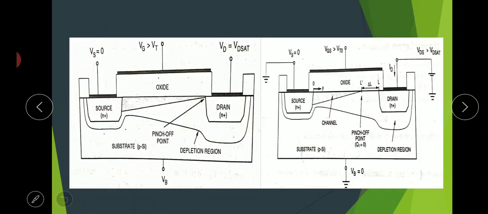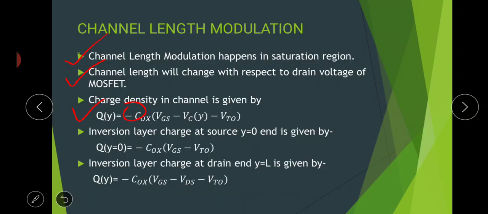Next, let's see the diagram. In the gradual channel approximation, we discuss the coordinate system of the structure, where the x-axis is perpendicular to the surface and the y-axis is parallel to the surface. Y equal to 0 means the origin point is near the source end, and the source terminal is set to 0 volts. Because of that, at y equal to 0, the channel voltage is 0.